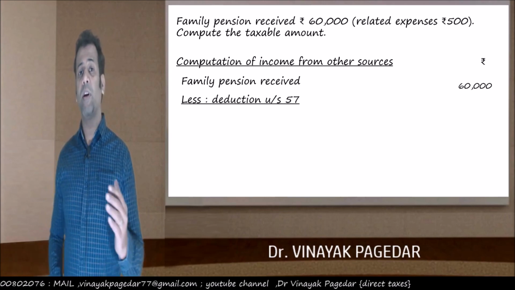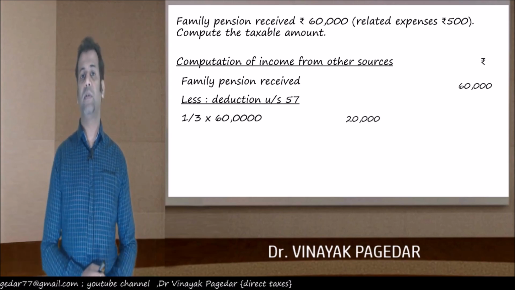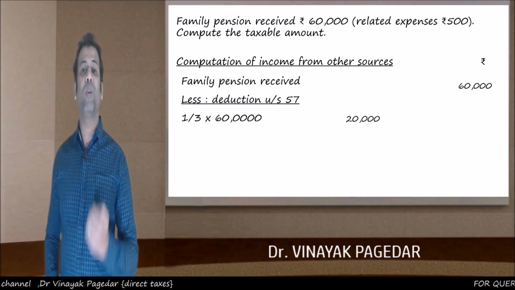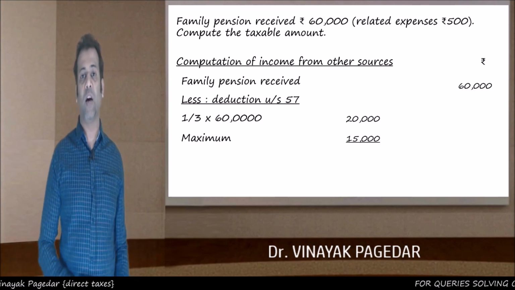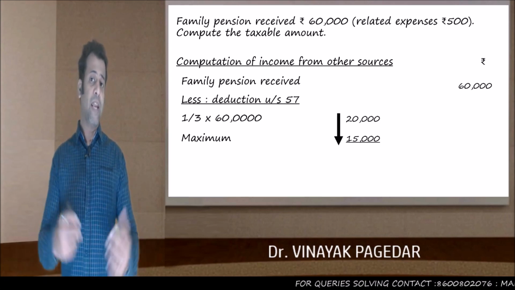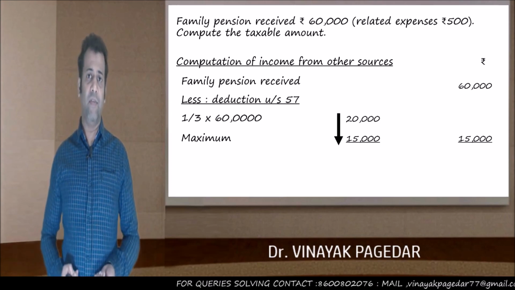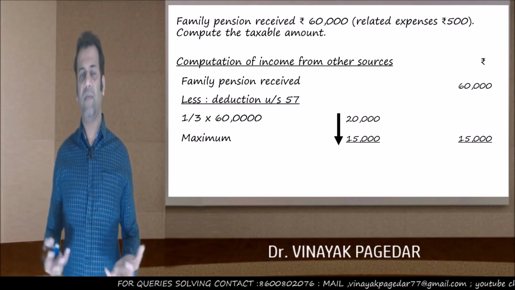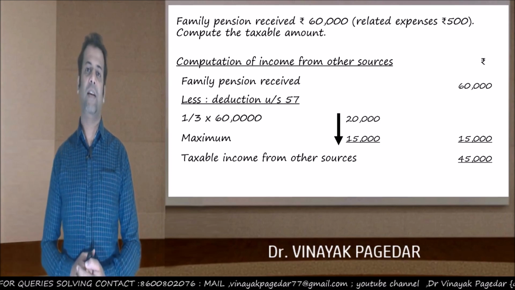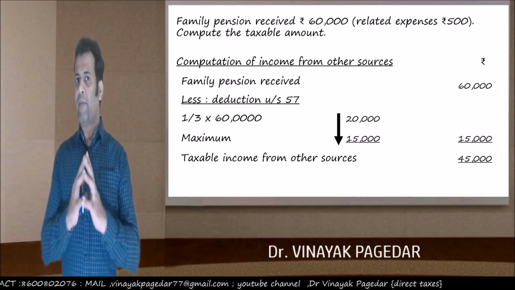The law intends to give you a deduction of 1/3 of the amount received. So how much does it come to? 1/3 of 60,000 is 20,000. But at any cost, under any circumstances, they don't intend to give you a deduction of more than 15,000. So we've got a formula: 1/3 or 15,000, whichever is lower. So tell me, which is lower, 20 or 15? 15. 60 received, 15 is the deduction. The balance 45,000 will be taxable as income from other sources. So that is your family pension provision. I hope you have understood it properly.